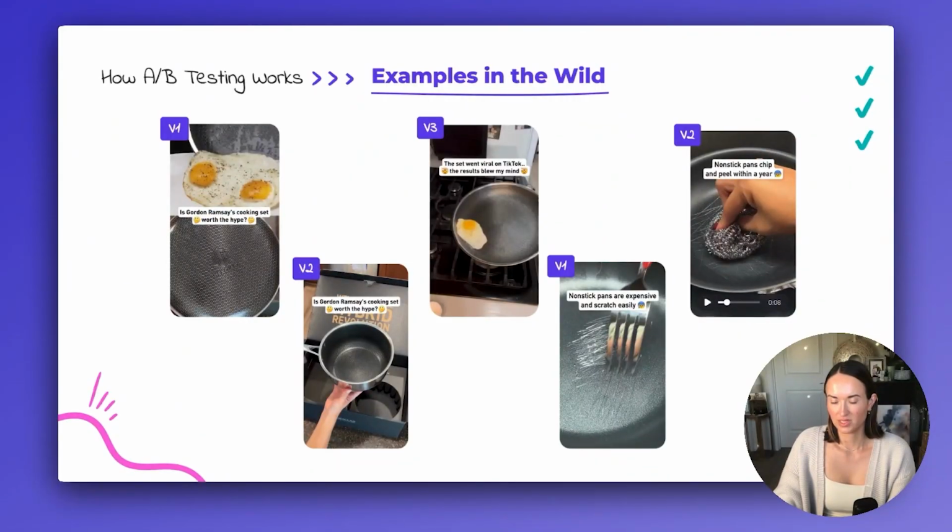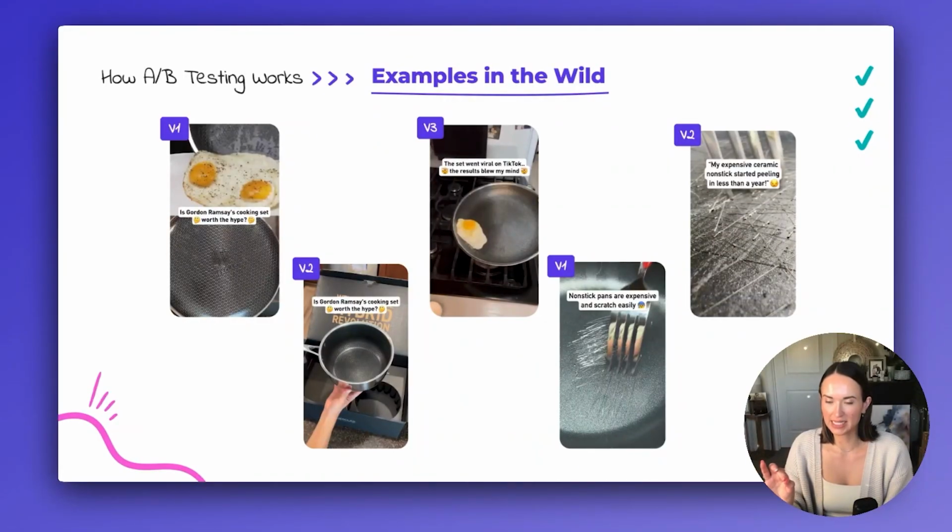Non-stick pans... the only difference immediately is that we have V2 where it has a perceived customer review. I say perceived because it doesn't say the actual verified buyer. It doesn't say the buyer name. So likely it's not actually a quote. It's just being perceived as one. And then you have the jarring shot of the fork rubbing against the pan.